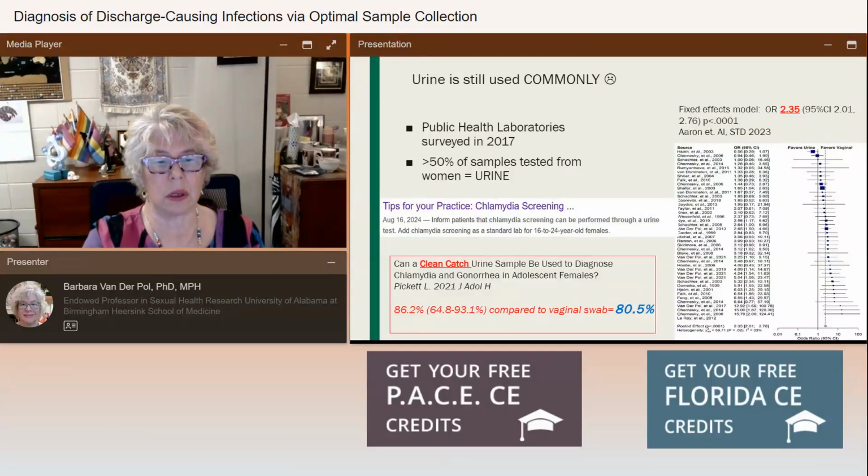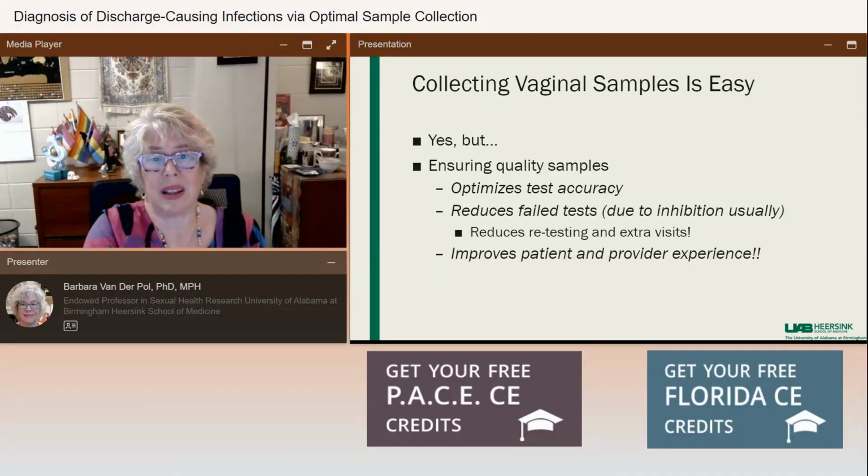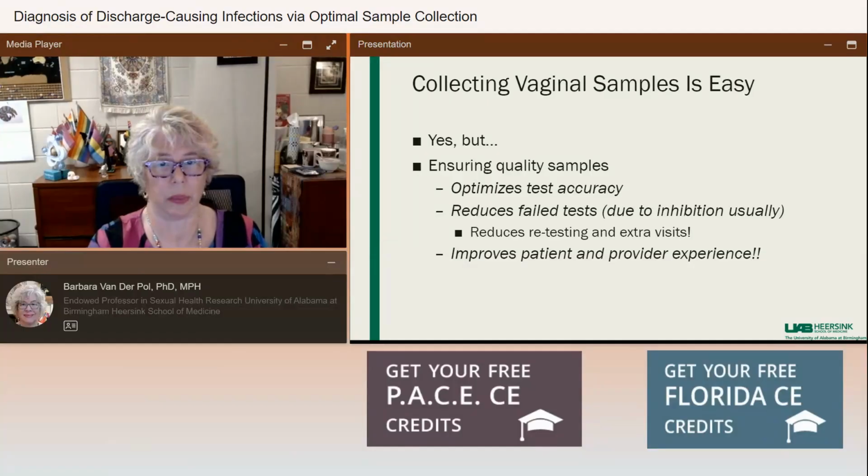So urine is still common, and we need to really think about why we do that, because collecting vaginal swabs is super easy. The only thing that I think really stops us is that residual stigma that I mentioned a minute ago. But if you're going to collect vaginal samples, yeah, it's super easy, but again, I'm going to emphasize, quality in, quality out. So if you have a good quality sample, you're going to optimize your test accuracy.